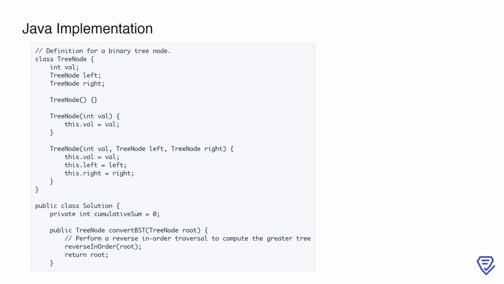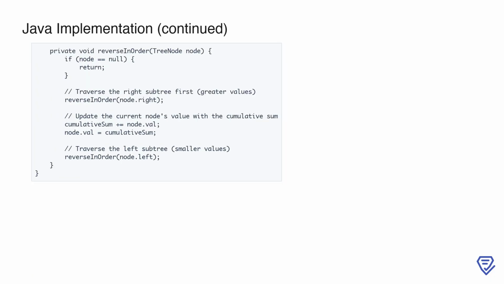The main method, convertBST, takes the root of the tree as input and invokes the helper method reverseInOrder to perform the transformation. Finally, it returns the updated root node, which now represents the greater tree. The reverseInOrder method is where the actual transformation happens.